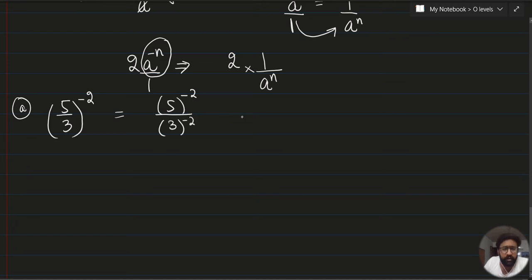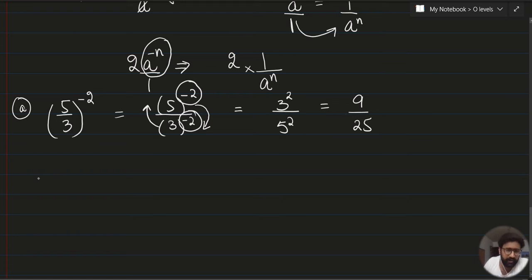Now what will you do? You want to make this power positive as well as this power positive. You have to make both positive, so the bottom one is going to move upward, and this upper numerator power, this number is going to come in the denominator. So this is going to become 3 power plus 2 divided by 5 power plus 2, making it 9 by 25.